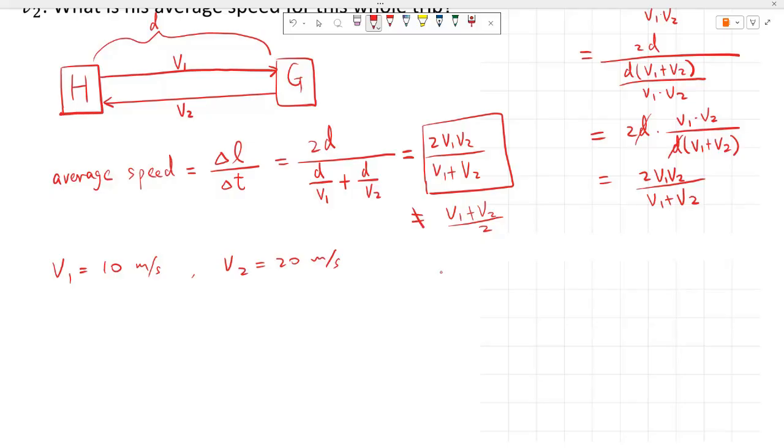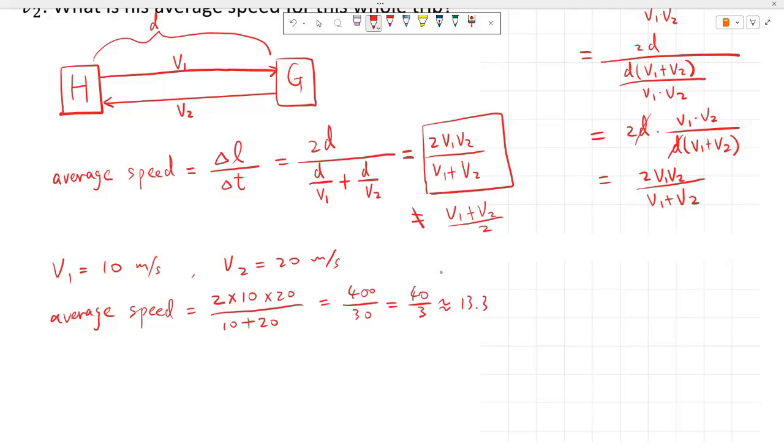All right, so according to our result, the average speed is then 2 times V1, which is 10, times V2, which is 20, divided by V1 plus V2, so 10 plus 20. So we're looking at 400 divided by 30, so 40 over 3, which is approximately 13.3 meters per second.